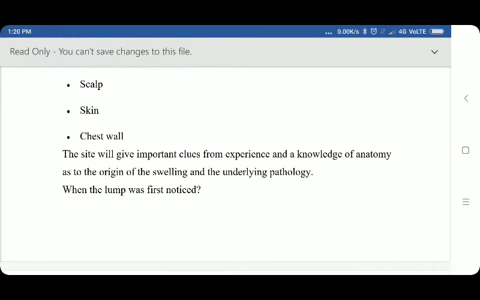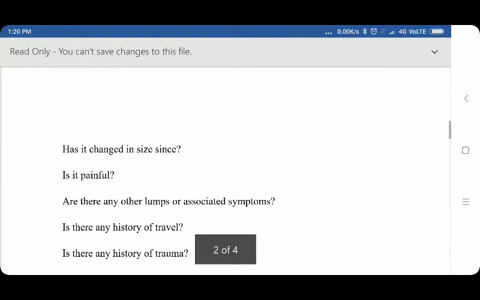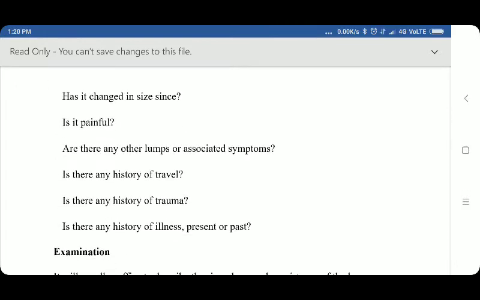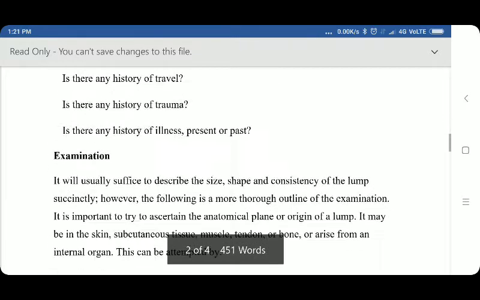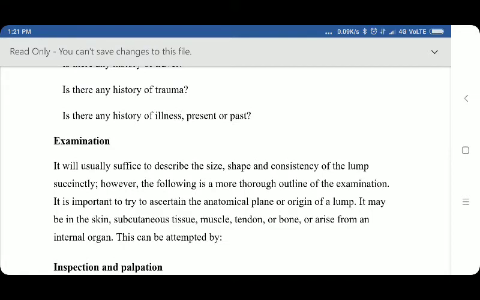The site will give an important clue, from experience and knowledge of anatomy, as to the origin of the swelling and the underlying pathology. When was the lump first noticed? Next question is, has it changed in size since? Is it painful? Are there any other lumps or associated symptoms? Is there any history of travel? Is there any history of trauma? Is there any history of illness, present or past?